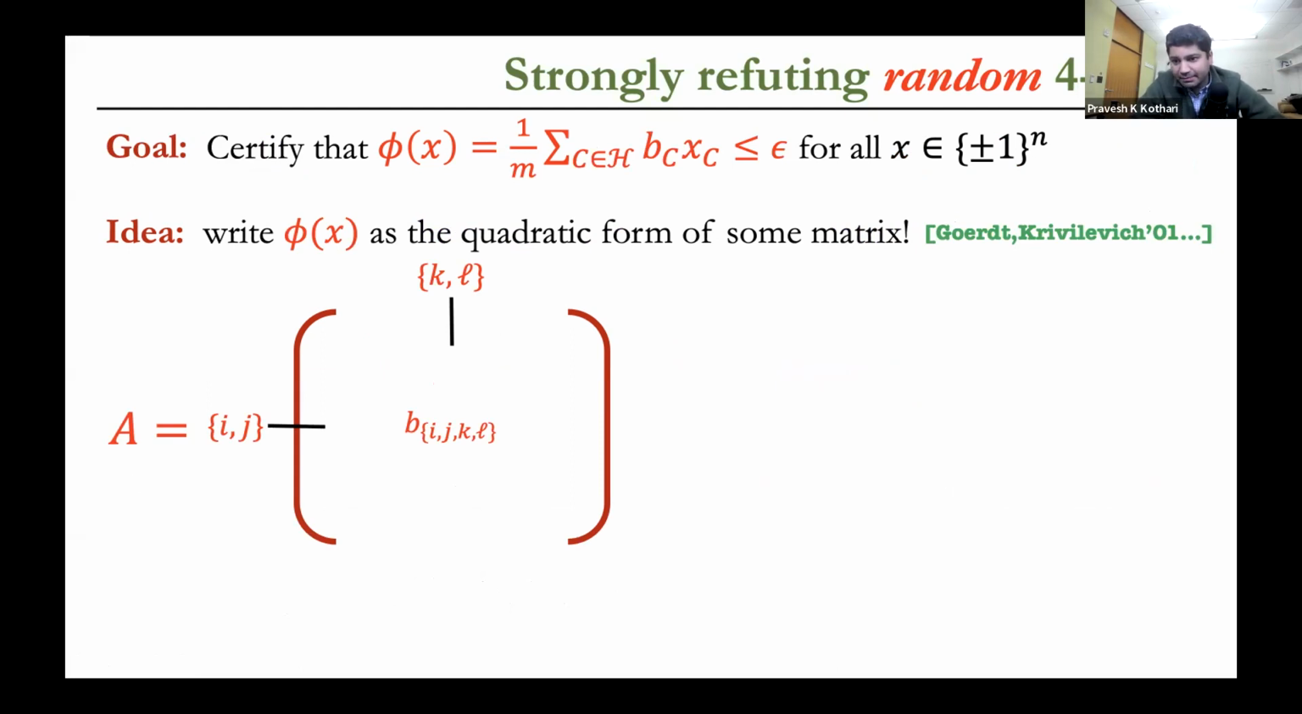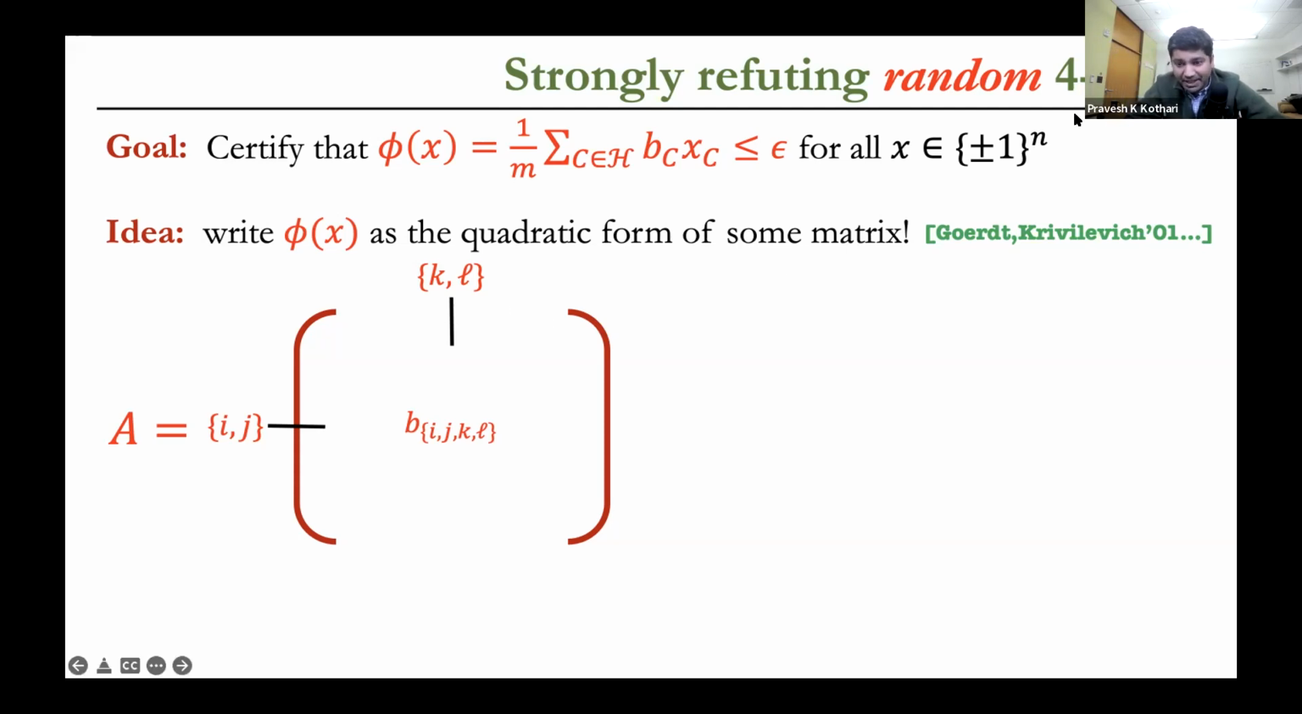This matrix is indexed by pairs of variables on rows and columns. Okay, so let's say (i,j) on the rows, (k,l) on the columns. So there are n choose 2 rows and n choose 2 columns. The (ij, kl)th entry of this matrix equals the right-hand side of the constraint x_i x_j x_k x_l = ±1 if such a constraint exists. Otherwise, it is 0. So in particular, the entries of this matrix are just 0, +1, or -1. Okay, that's it. That's the matrix.